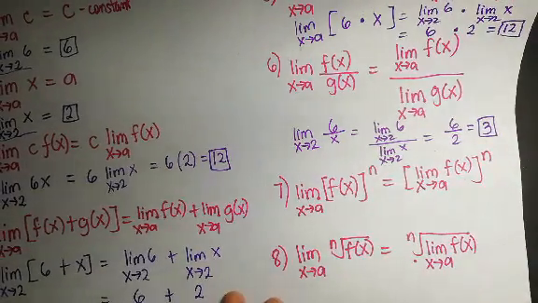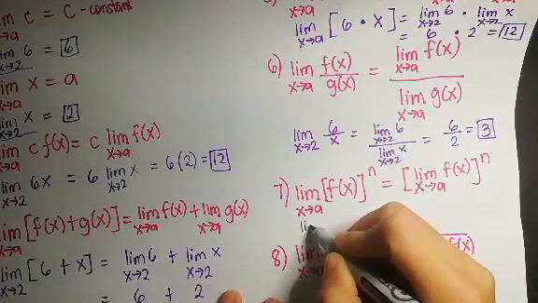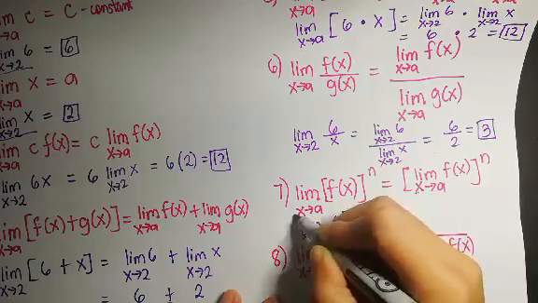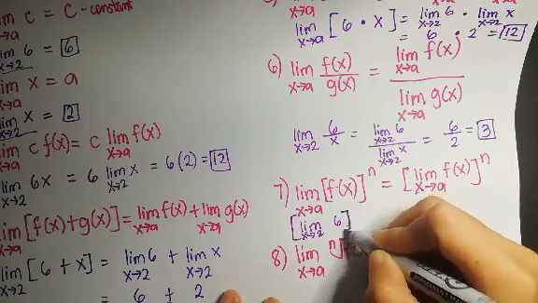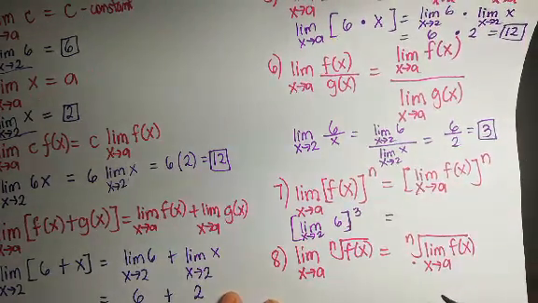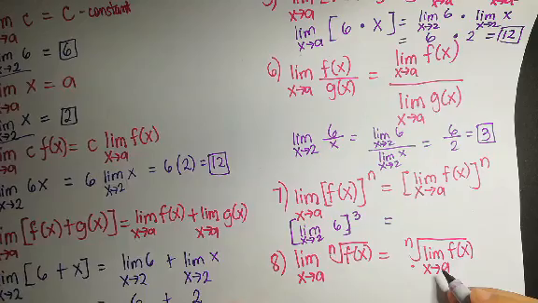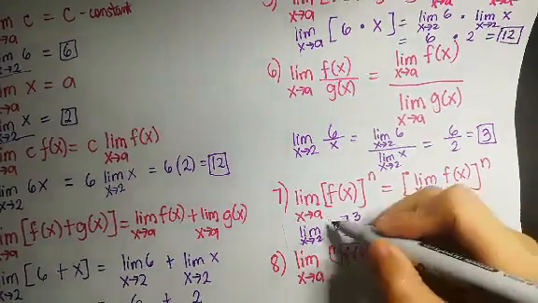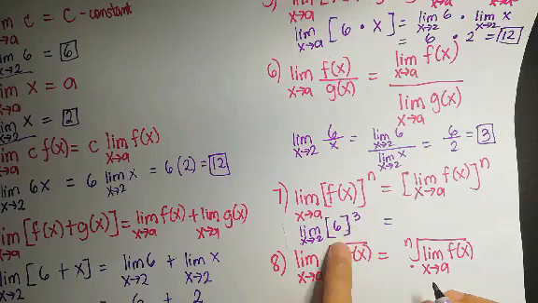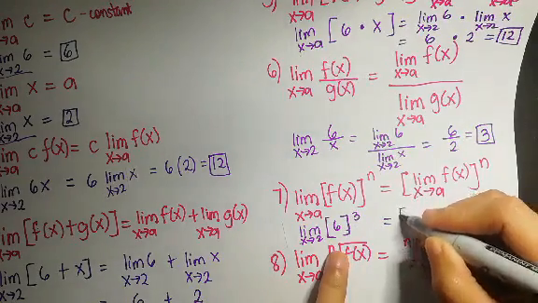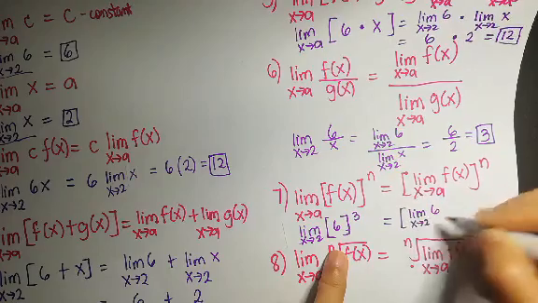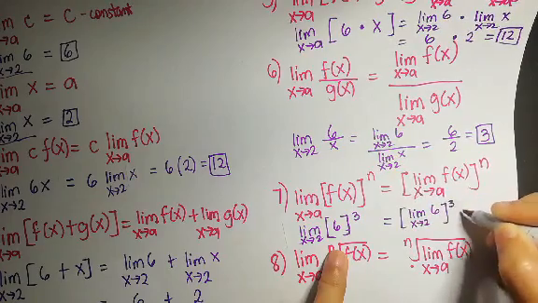Yan. Alam naman natin, ang ating f of x ay 6. Limit of 6 as x approaches 2. Okay. For example, erase natin siya sa 3. Para maiba. Ay, mali. Dito pala muna. Yan, sa loob. Yan. The limit of the cube of 6 as x approaches 2 is equal to the limit of 6 as x approaches 2 raised to 3.